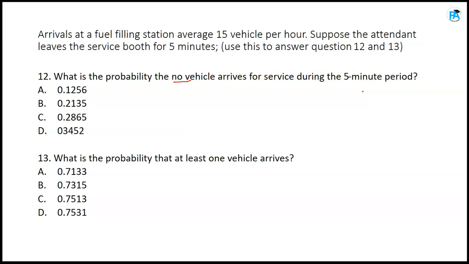This is a Poisson distribution, okay, because it gives you a mean. Average means mean. It gives you a mean per time and nothing else, and it asks you to find probability. When you see a question that gives you the mean of something and wants you to find the probability of another, you should know it's a Poisson question. And the formula for Poisson says what?